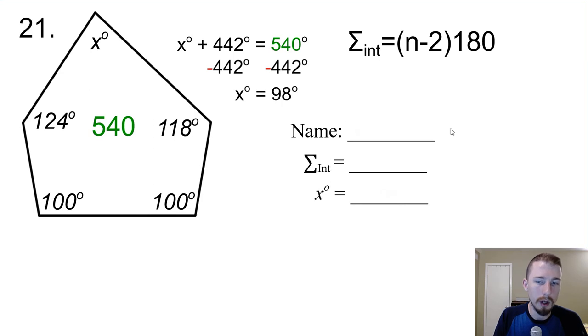Now, in your answer bank over here, it's going to guide you through the problem. The first thing you need to do is name the polygon. It's got 5 sides, so it's a pentagon. Then find the sum of the interior angles, which we did up here. So 5, the number of sides, minus 2 is 3. 3 times 180 was 540. And then the x, that was whenever we set up our equation, x would have had to have been equal to 98. So that was the missing angle that we had there.